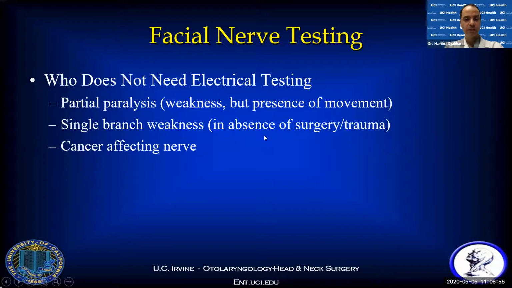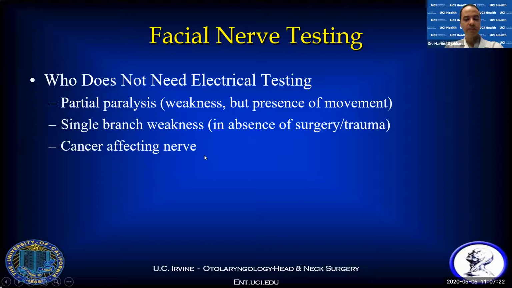Single branch weakness, again, in the absence of something. Now, of course, this doesn't mean that you shouldn't work it up. This just means you shouldn't do electrical testing. So a single branch weakness could indicate that there is a cancer in the parotid. So it doesn't mean that you shouldn't work it up. It just means that there's no point in doing electrical testing.